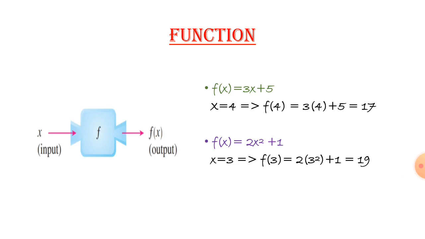f of x is equal to 2x squared plus 1. Suppose x equal to 3 is given as an input to the function. The function processes that 3, that is, 3 is multiplied by itself and then multiplied by 2, and finally added to 1, it will produce 19 as an output.